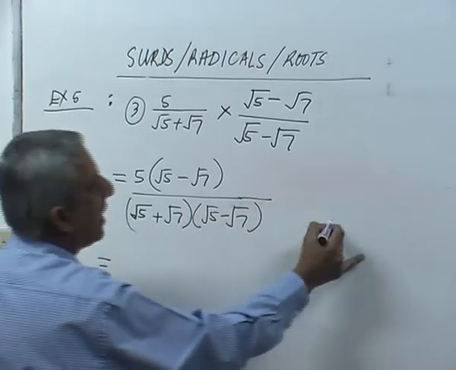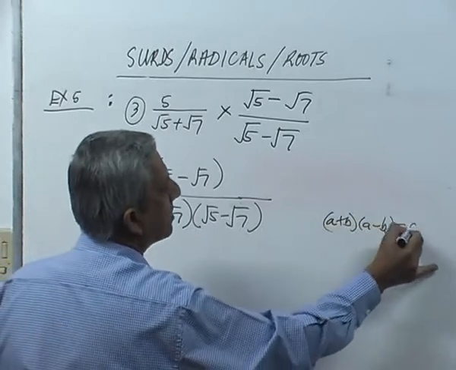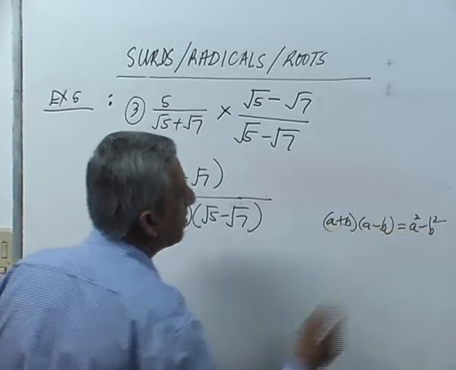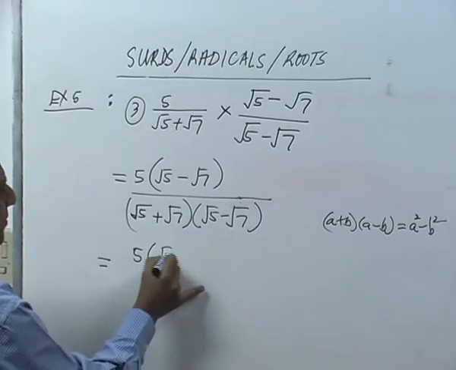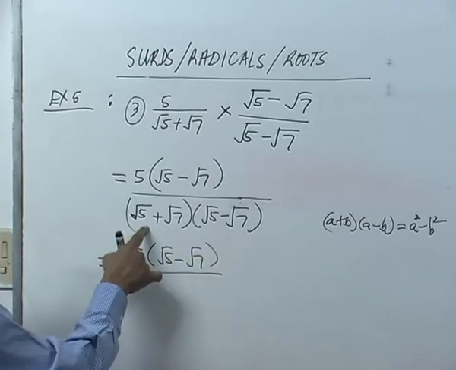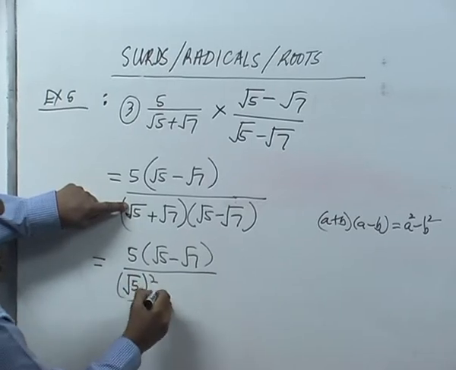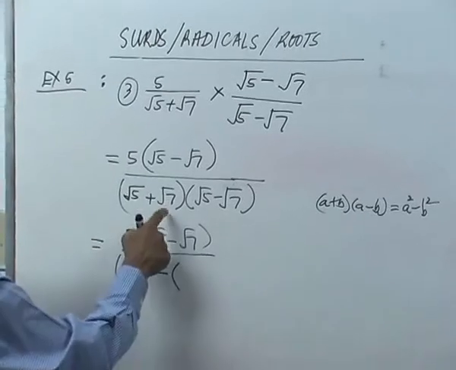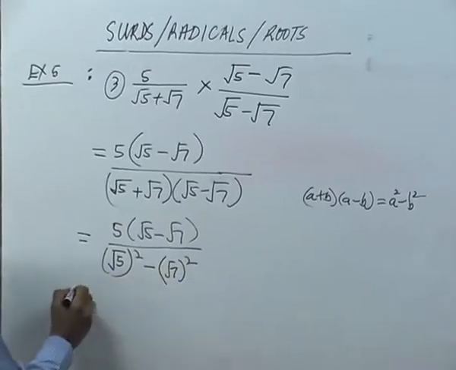Once again, this is like a plus b into a minus b, which is a squared minus b squared. So the numerator is 5 into square root of 5 minus square root of 7 over. This is a. A is this. So it will be square root of 5 squared minus. This is b. Square root of 7 squared.